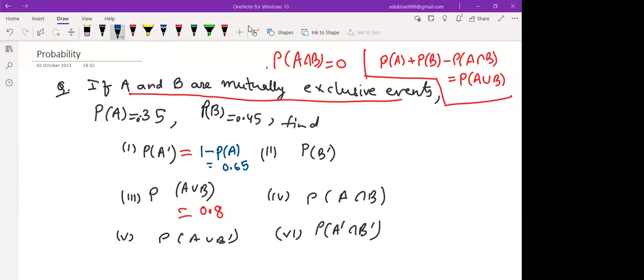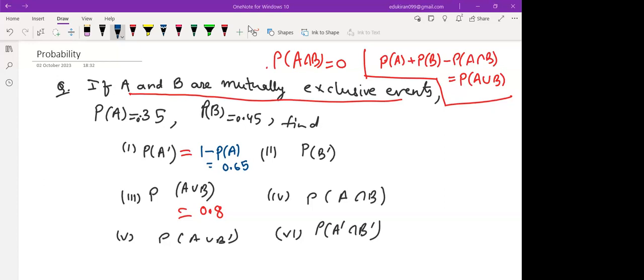Now what is P of A intersection B? So that one I'm doing. I did the fifth one. I got 0.9. How? Sir, I added A and B intersection B complement. Fine, it is correct, because if A and B are mutually exclusive events, then A and B complement are also mutually exclusive events.